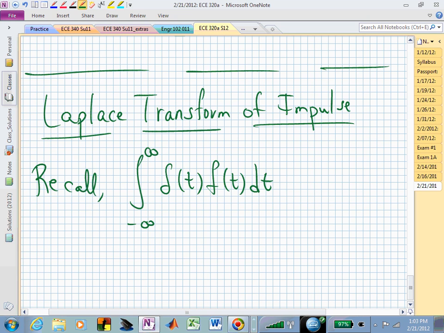So if we integrated the impulse, if it ever fell between our limits of integration and we only had the impulse, we would say, oh, we've captured the area underneath that impulse and it's 1. That's the weight that we assign to the impulse. If we say, oh, you have an impulse with a weight of 2, now you're saying the area underneath that impulse is 2, 2 delta of t.